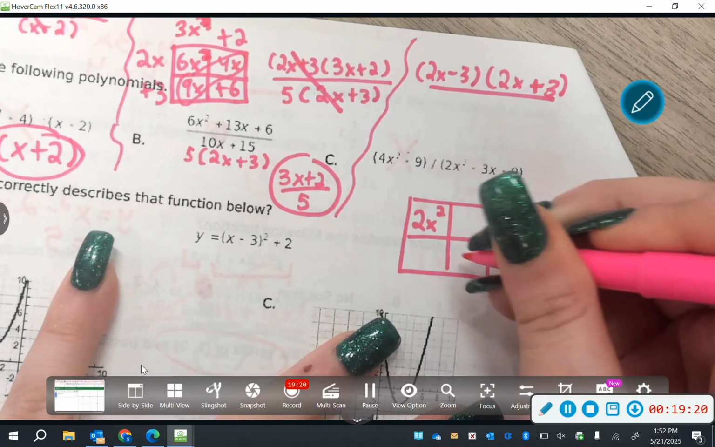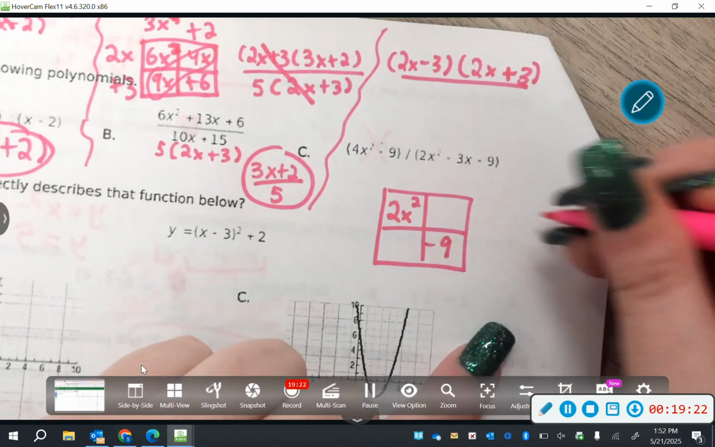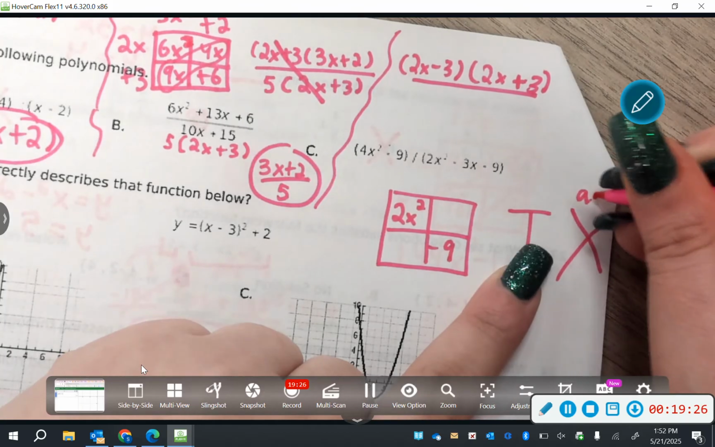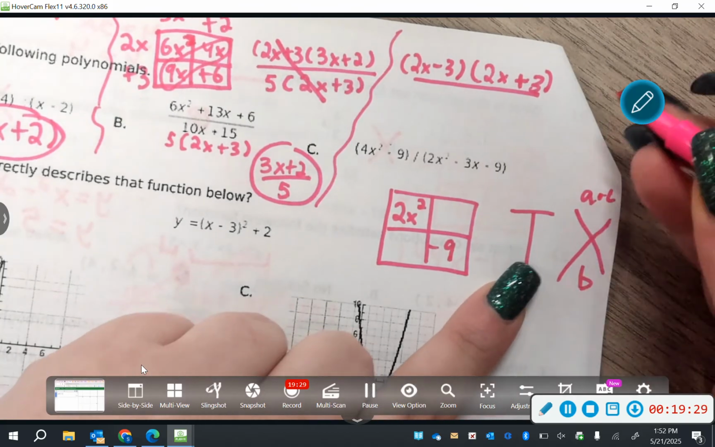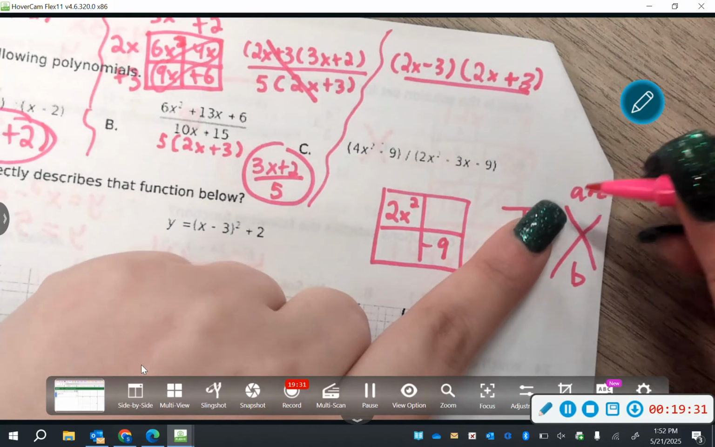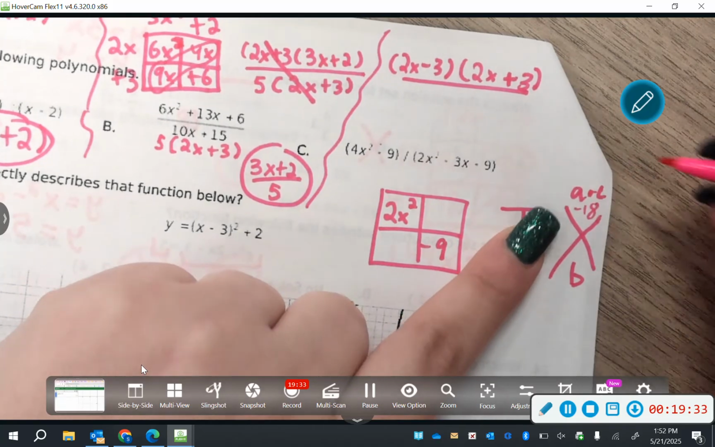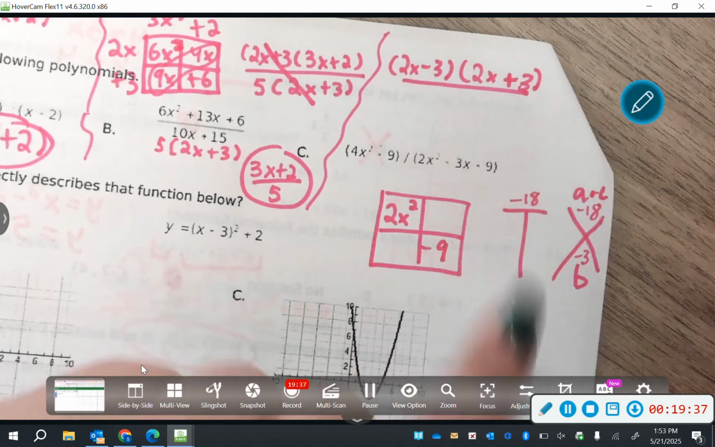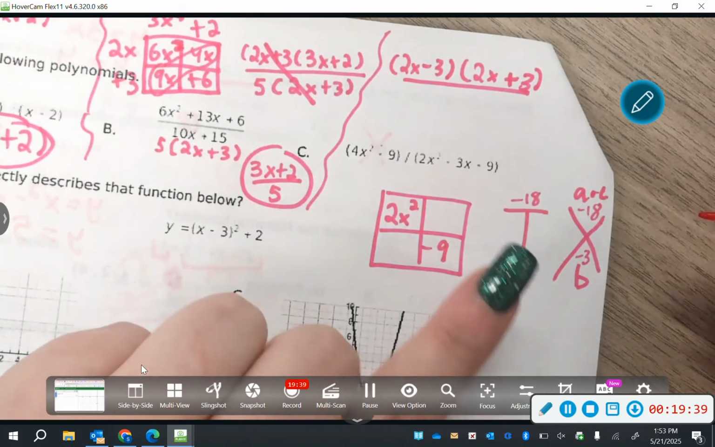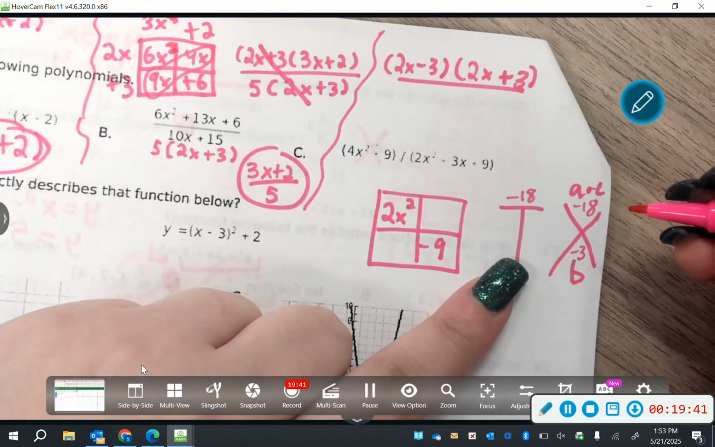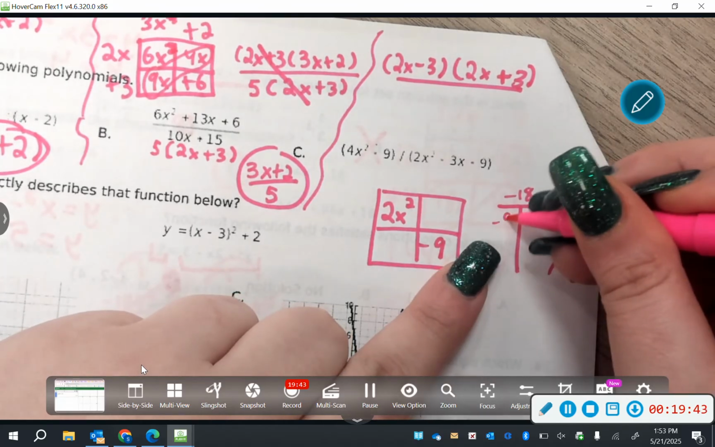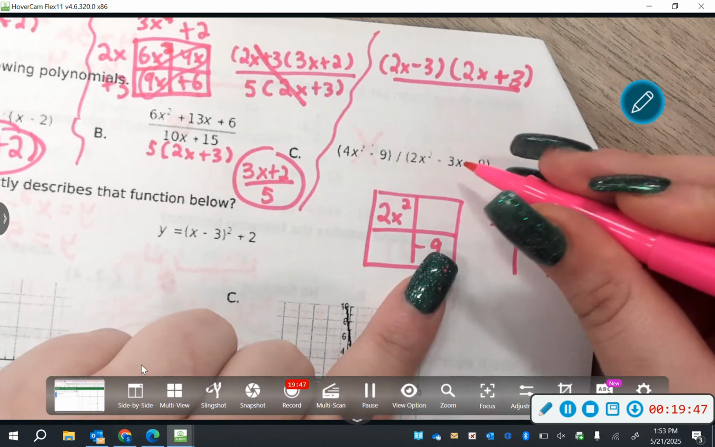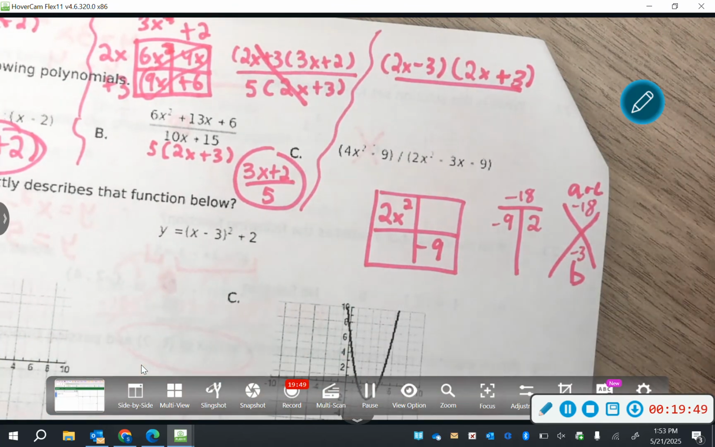2x squared, -9. If you want to, we can even text it as A times C, B. A times C, 2 times -9 is -18. Our B is -3. We need things that multiply to -18 but add up to -3. So, for example, we could do -9 and +2. Those multiply to -18, but they don't add up to -3.